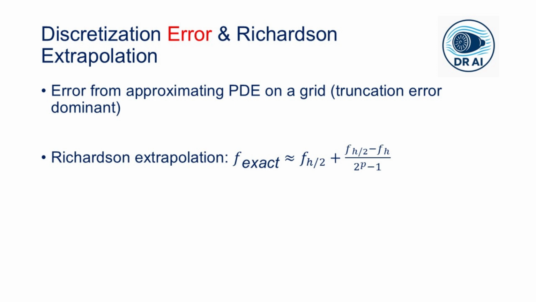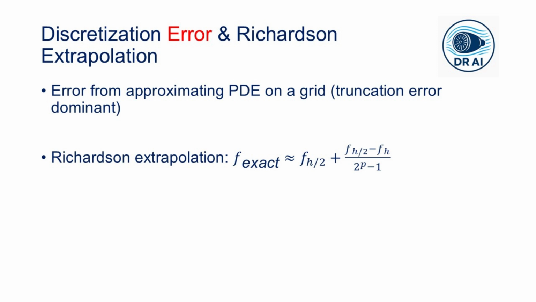The second type of error is the discretization error, which is the difference between the exact solution of the PDE and the exact solution of the discrete algebraic equations. Its main component is the truncation error, but it also includes the errors from boundary condition discretization and grid non-uniformities. Estimating the discretization error is a part of the Richardson extrapolation.